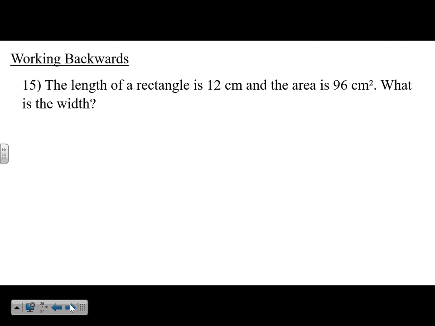So this is working backwards. Rather than finding the area or the perimeter, now they're going to give you the area or perimeter, and you're going to find something else. We're going to find the width with this one. So we have a rectangle. The rectangle has a length of 12. We don't know the width.